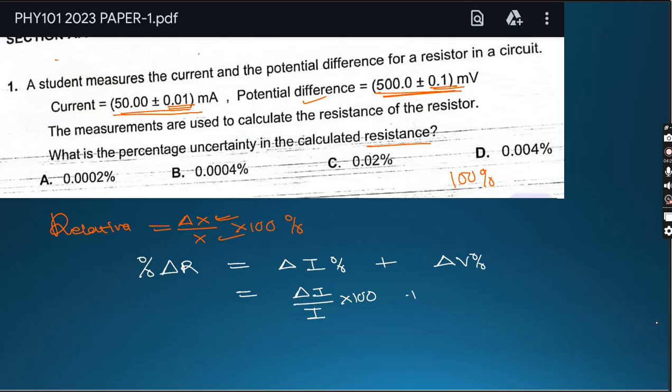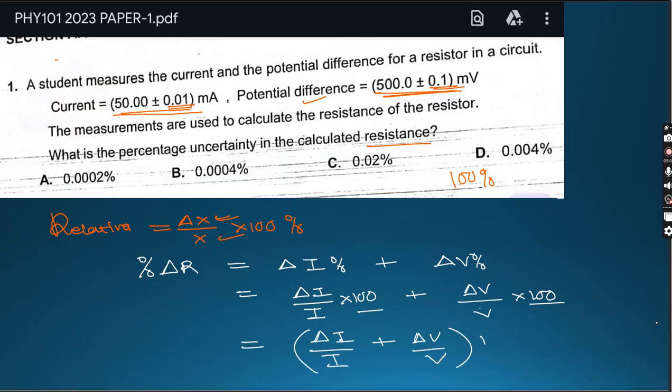The same applies here: we have delta V over the voltage V, multiplied by 100. Now what you can see is that 100 is common, so we can factor out 100. We remain with delta I over I plus delta V over V, then we multiply by 100 because we factored out 100.